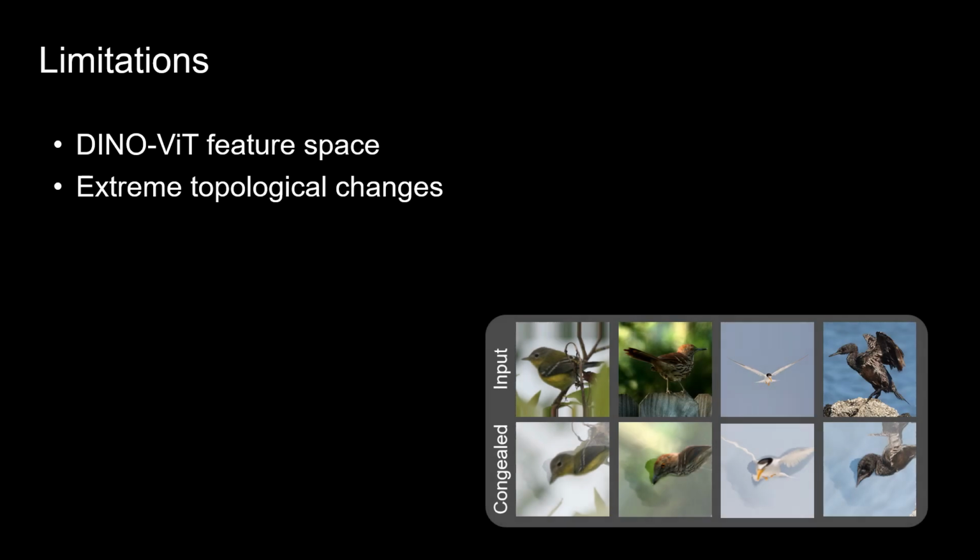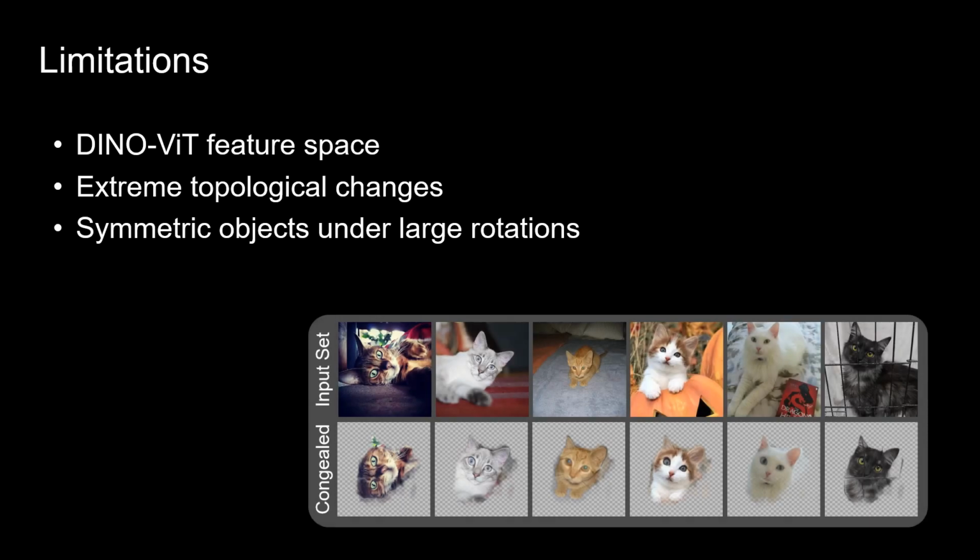Our method relies on semantic similarity in the DINO-ViT feature space. Therefore, it relies on these features to capture the semantic association across the image set. In cases of extreme topological changes in the common object across the set, our method struggles to converge to a good alignment due to strong rigidity constraints. We also notice that in sets containing symmetric objects with large rotation differences, the relative position between parts may affect the convergence and may lead to partial alignment.